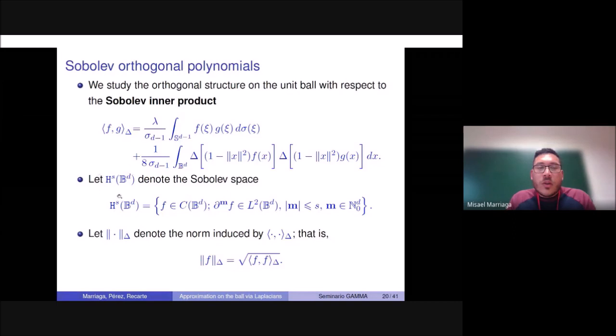So our idea was to extend Xu's result by including this term over the sphere, which is the boundary of the domain that appears over here, the ball, so that we can control the values of the function on the boundary. So this is the motivation of our work, and just to fix some notation, I'm going to denote by H super S the Sobolev space of continuous functions where the derivatives up to order S are in L2. These are the functions that we are going to approximate, and this is the induced norm with respect to the inner product.